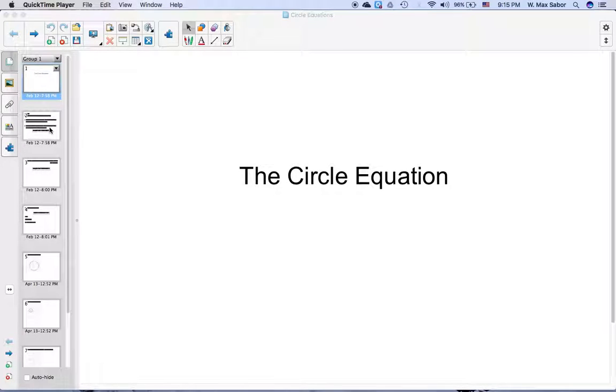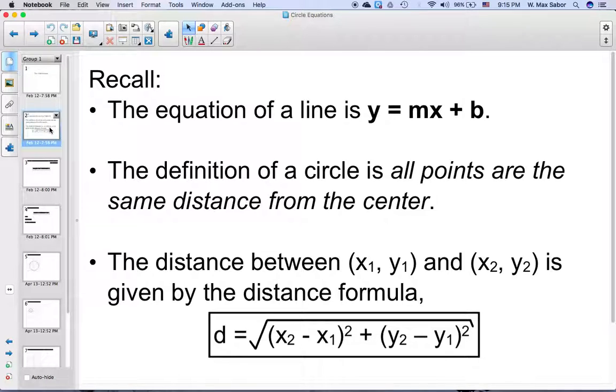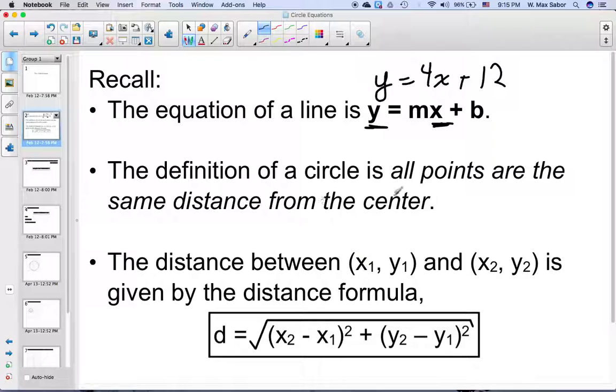The circle equation. Before we go into the circle equation, you have to remember that the equation of a line looks like y equals mx plus b. And typically we would leave y and x in our answer. It would look something like y equals 4x plus 12.